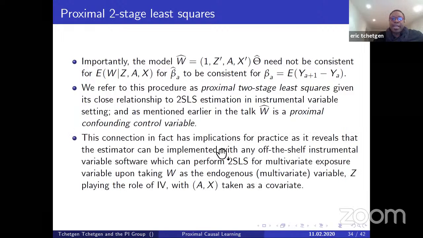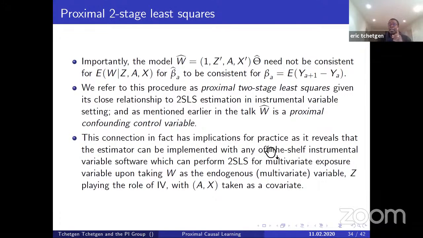This connection, in fact, has implications for practice, as it reveals that the estimator can be implemented with any off-the-shelf instrumental variable software, which can perform two-stage least squares for multivariate exposures, upon taking W as the endogenous variable and Z playing the role of the IV, with A and X taken as covariates. And I should point out here that you need not actually point identify the coefficients of W. So if you have more W's than Z, that's okay.